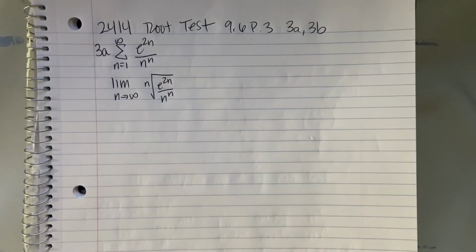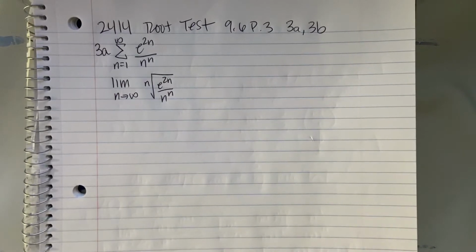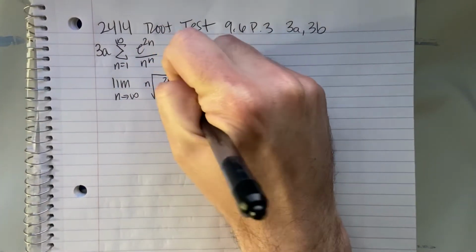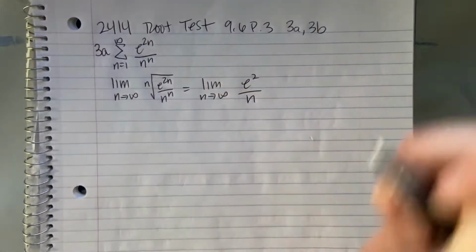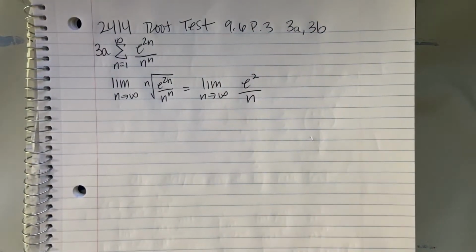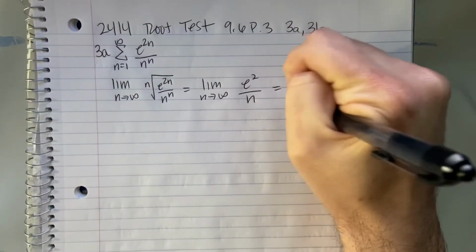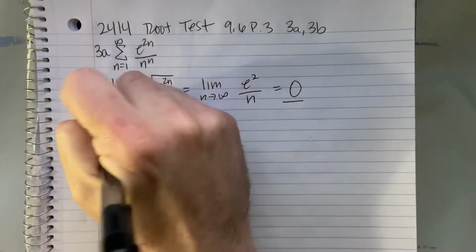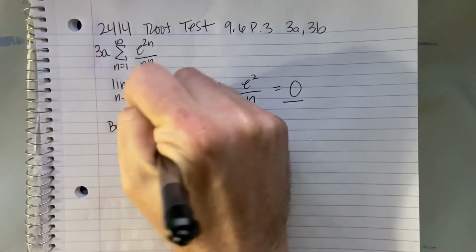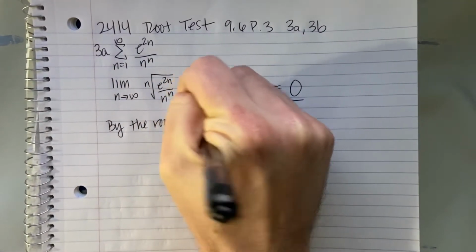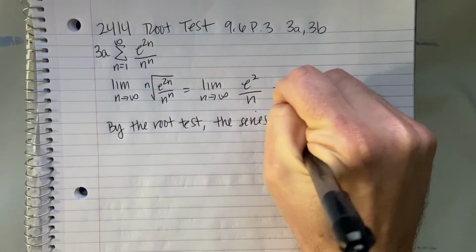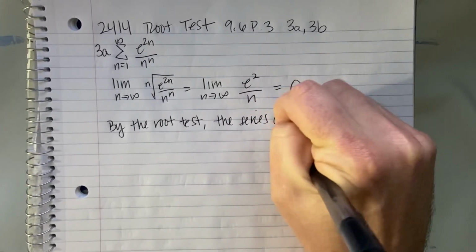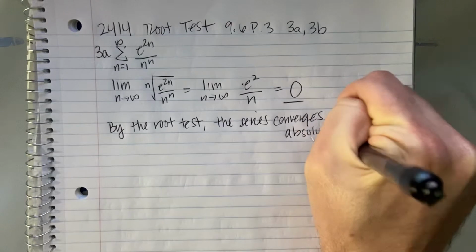Just take the nth root of it, of the absolute value, but this is all positive. So the nth root is going to cancel out the n power, so this is the limit as n goes to infinity of e squared over n, which is e squared over infinity, which is 0. And so all you have to do is say by the root test, the series converges absolutely. It's really that simple.